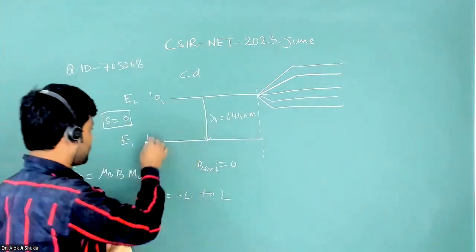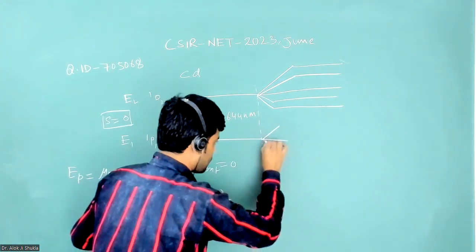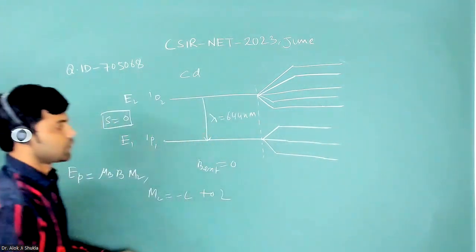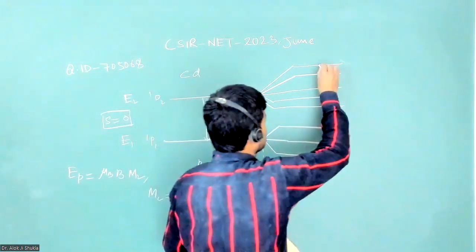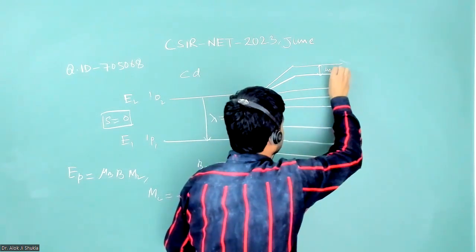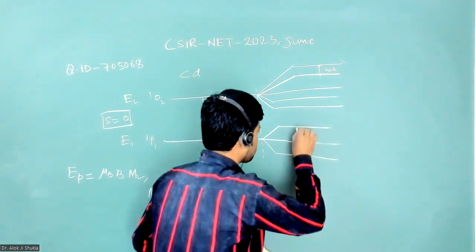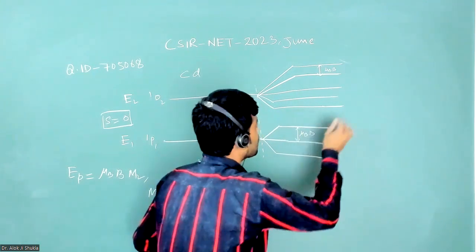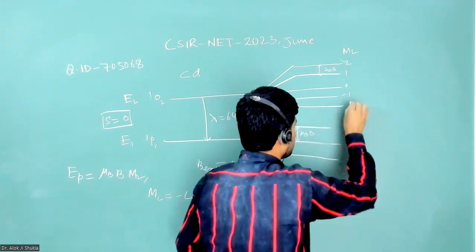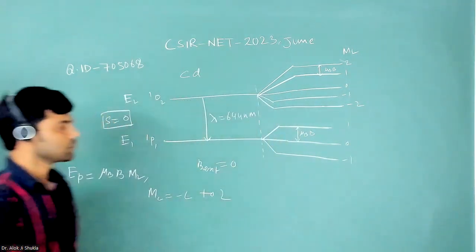Similarly, this will be split into three different levels. Here the separation between two successive levels will be mu_B B. For any two successive levels, that separation or splitting will be mu_B B. Here also this will be mu_B B. The possible ml values will be 2, 1, 0, minus 1, minus 2. Here it will be 1, 0, and minus 1.